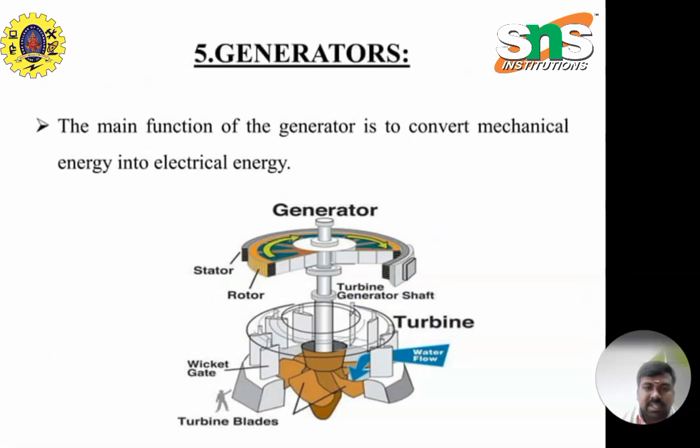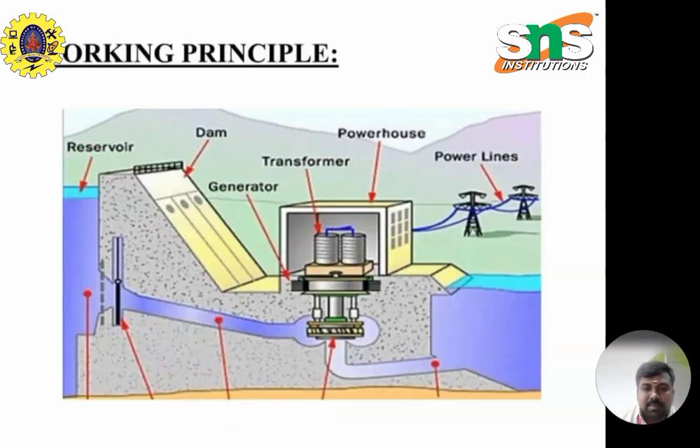The main function of the generator is to convert the mechanical energy into electrical energy. This is coupled with the turbine. In the turbine, the kinetic or potential energy of the water is converted into mechanical energy. Here the mechanical energy is converted into electrical energy because the generator is coupled with the turbine.